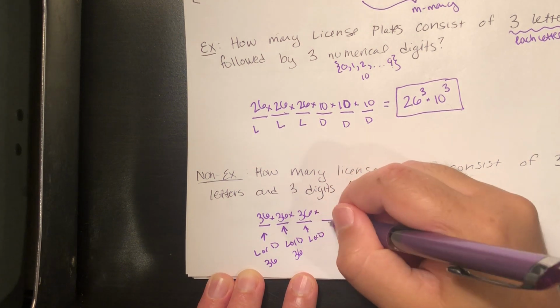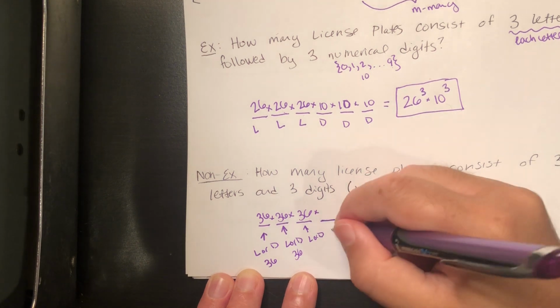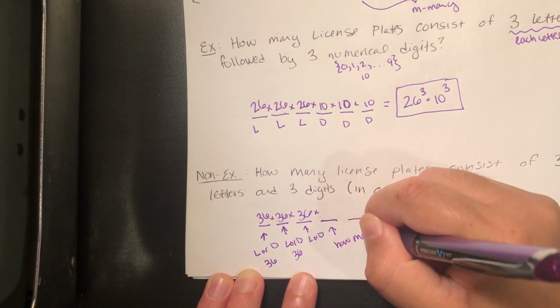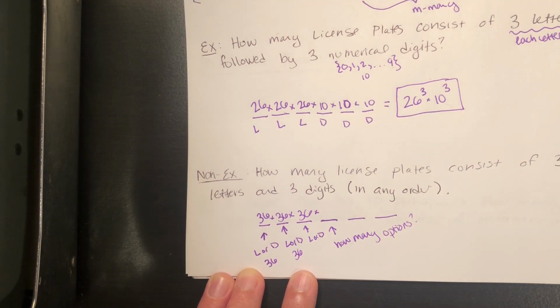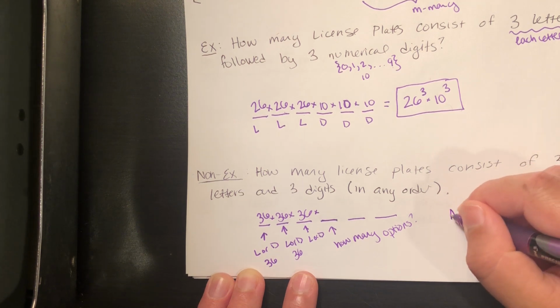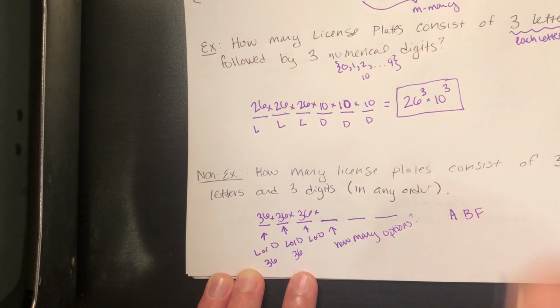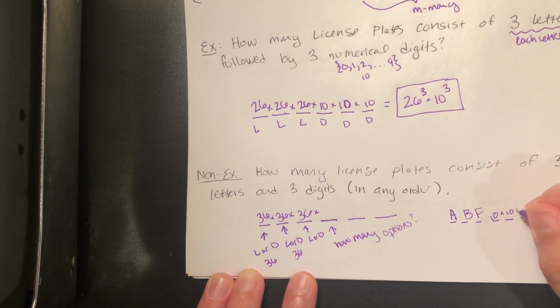Now, how many options do you have for this next spot here? Can you put a letter there or a digit, or does it have to be one or the other? The answer is it depends, right? Because if you had decided that in your first 3 spots, for example, you had chosen A, B, F, or something like that, in this case, you would only have 10 choices left for each of the remaining spots because you've already used up your 3 letters. And so the last 3 spots would have to be digits.